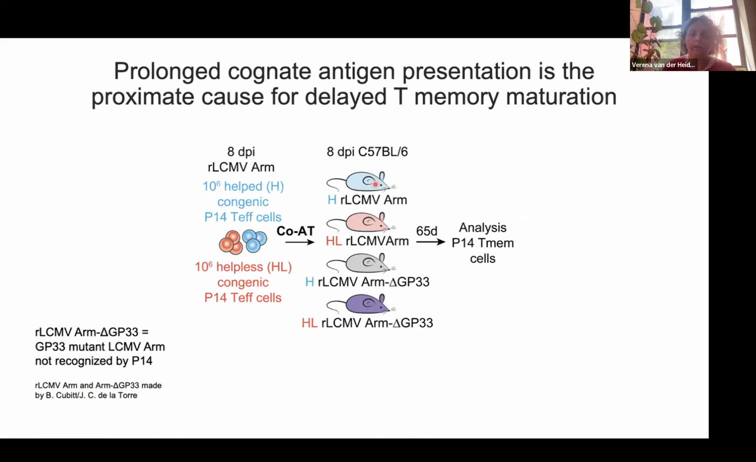And then we transferred them back into time point infection matched mice that were either infected with the wild type Armstrong. It's also a recombinant strain, but it expresses the GP33 epitope, in a help way or in a helpless way, or into mice that were helpless but infected with this mutated Armstrong that cannot be recognized by P14.